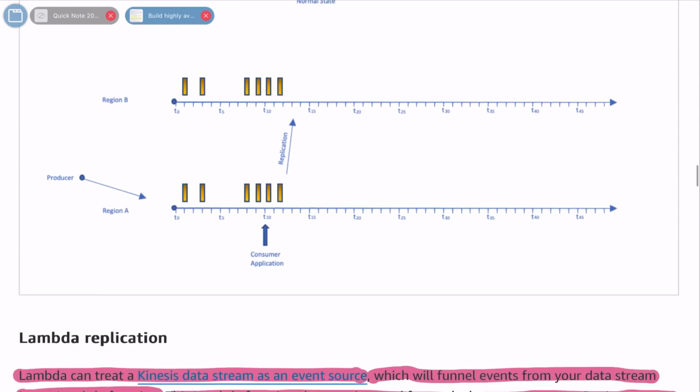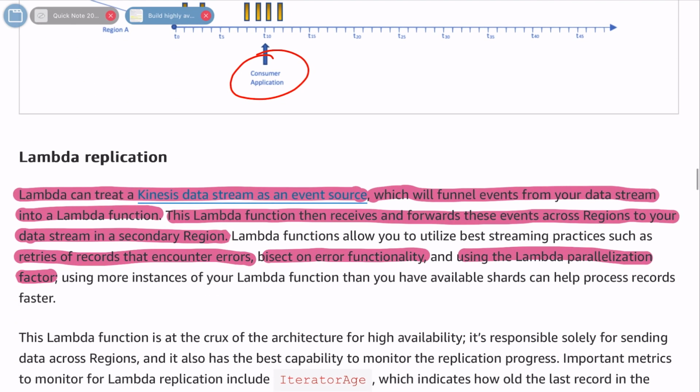Now this is the diagram shown here, that this is the consumer application which was running here. If it goes down, then the replication will be replicating the data here. Now Lambda replication. Lambda can treat a Kinesis data stream as an event source which will funnel events from your data stream into a Lambda function.